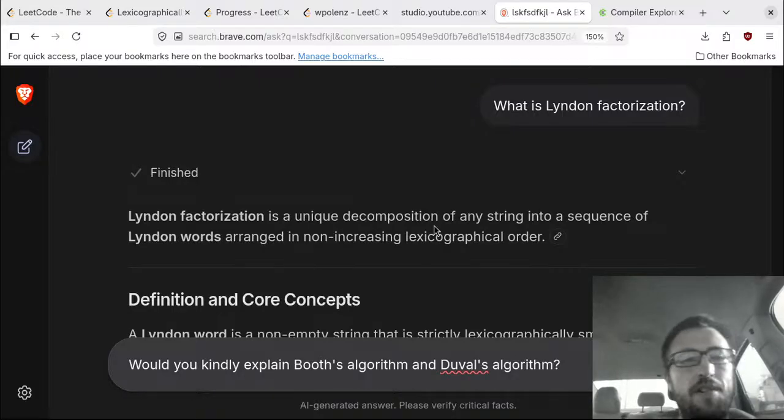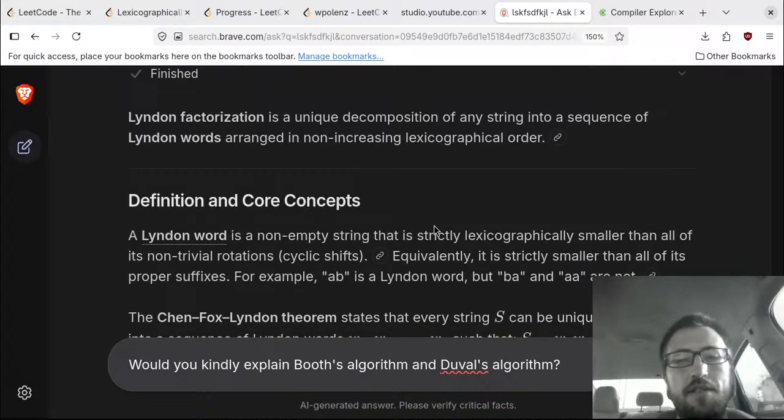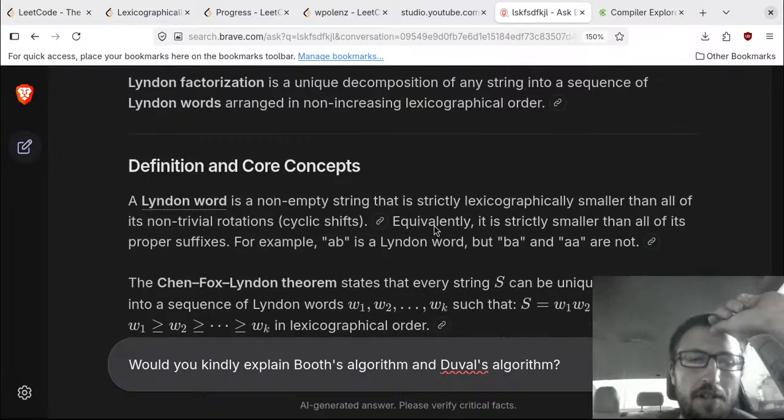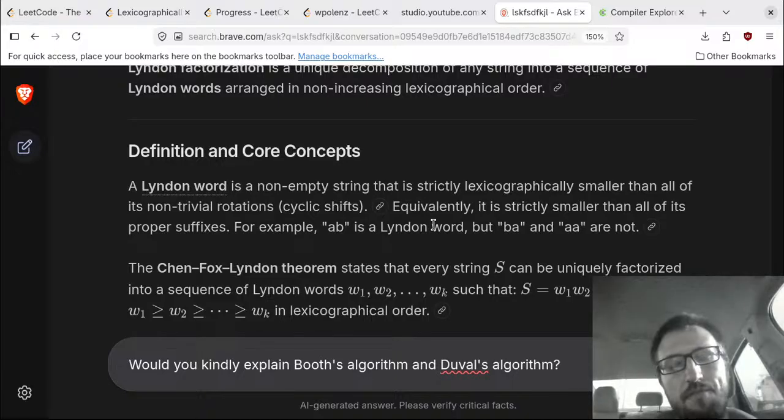Lyndon factorization is a unique decomposition of any string into a sequence of Lyndon words arranged in non-increasing lexicographical order. Definition and core concepts. A Lyndon word is a non-empty string that is strictly lexicographically smaller than all of its non-trivial rotations. Equivalently, it is strictly smaller than all of its proper suffixes. For example, AB is a Lyndon word, but BA and AA are not.